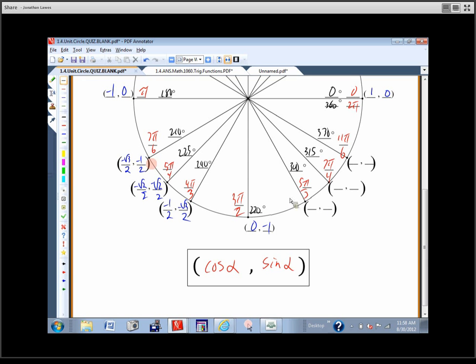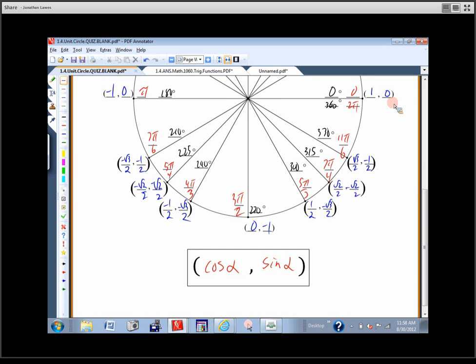So this one right here, this is going to be 1/2, negative radical 3 over 2. This is going to be radical 2 over 2, negative radical 2 over 2. This is going to be radical 3 over 2, negative 1/2. And again, if we go all the way around the circle, we're back to the same point.